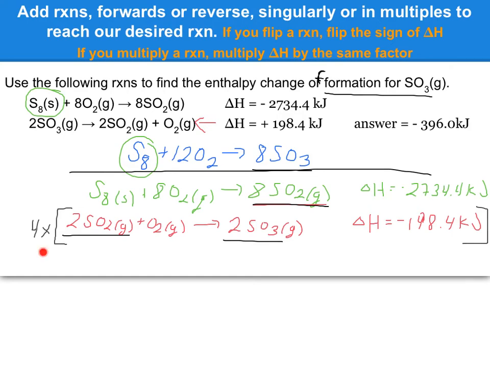When I multiply this reaction by 4, I also have to make sure that I'm multiplying the enthalpy by 4. Because if I have negative 198.4 kilojoules for 2 moles of SO3 being created, I'm going to have 4 times that for 8 moles of SO3 being created.